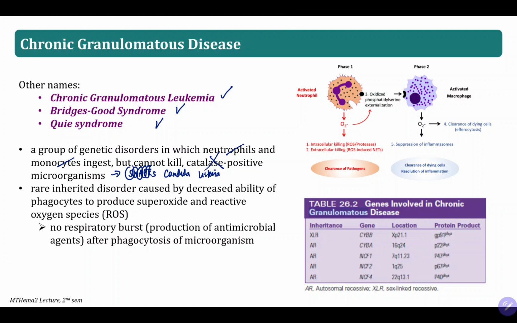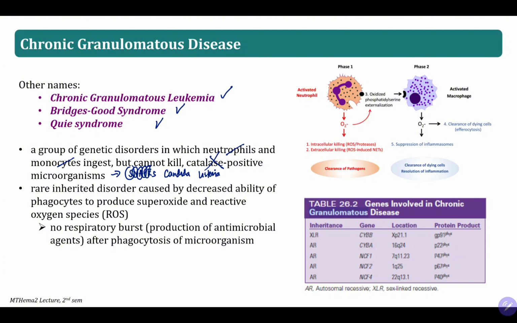Okay, CGD is a rare inherited disorder caused by the decreased ability of your phagocytes to produce superoxide and reactive oxygen species such as your H2O2 or hydrogen peroxide and your hypochlorite. This leads to an absence of your respiratory burst after phagocytosis of your microorganism. Kaya hindi natin na fight off yung mga infections na to.